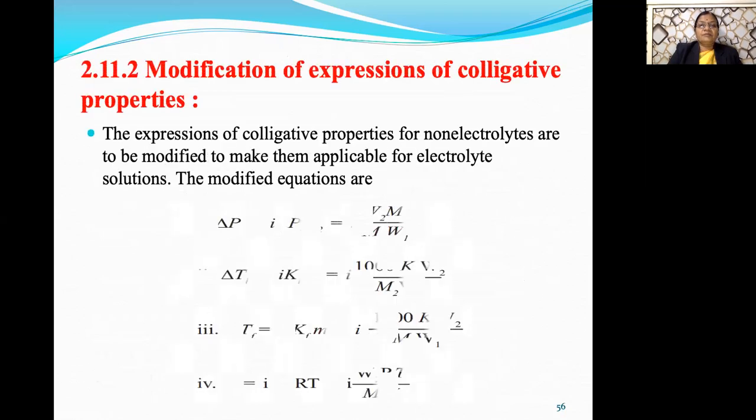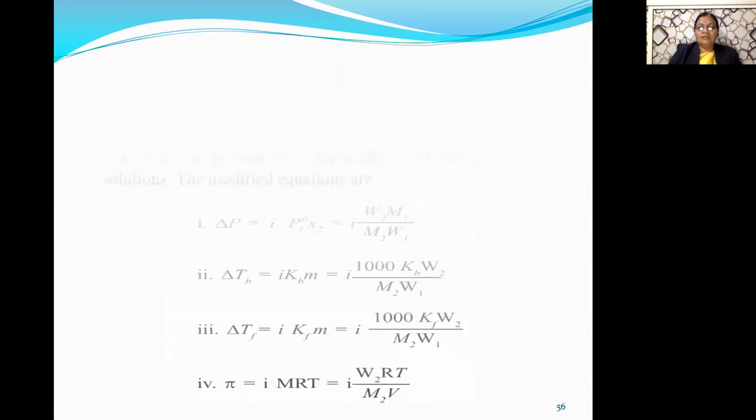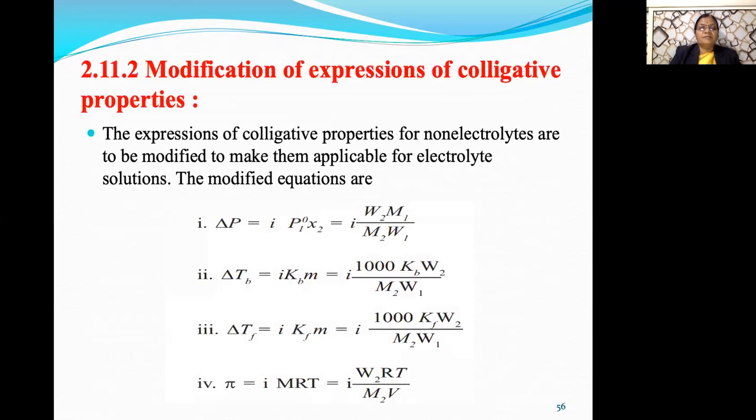Next, modification of the expression of colligative properties. Now, if you remember, please recall these relations. For the first colligative property, the relative lowering of vapor pressure ΔP upon P1⁰ is equal to the mole fraction of solute, that is X2. So, except i, this relation you have studied in the first colligative property. And this is finally equal to W2M1 upon W1M2.